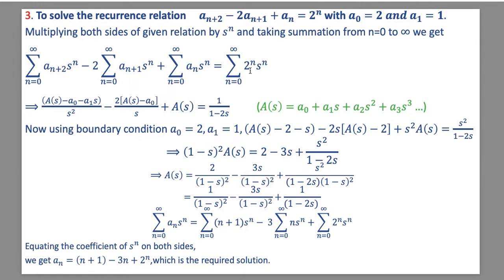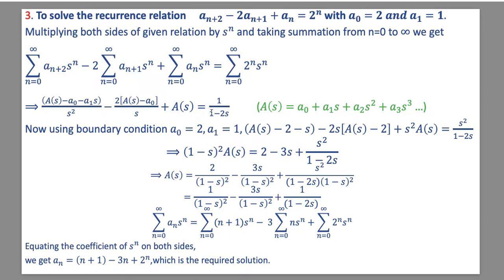Here it is 2^n s^n. So we know that for 2^n it is 1 upon 1 minus 2s. This we have done in the first slide. These are standard. Also we know how to calculate these because we have learned these in the first lecture.